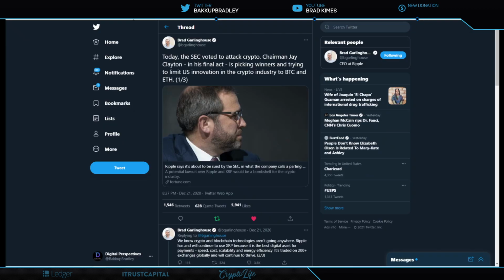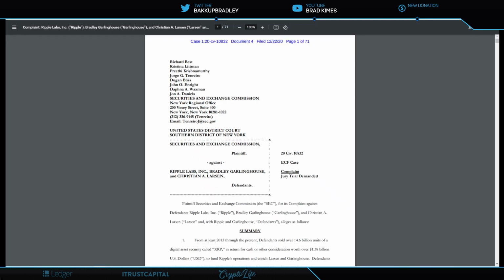Touch on it. Then we had, the day before the actual lawsuit is released, Brad Garlinghouse announcing to all of us in the world that today the SEC voted to attack crypto, and that we were being sued. The next day, the lawsuit actually came out.